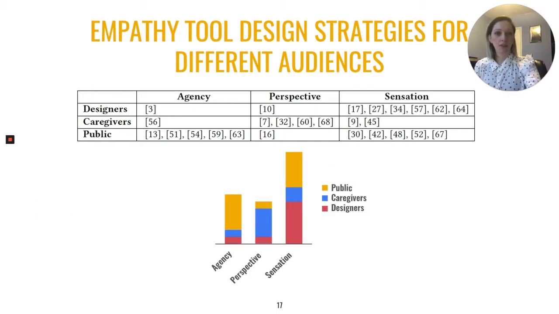While the relationship between these two methods of categorizing empathy tools is not one-to-one, we observed 3 trends between them. Empathy tools for designers tended to rely on sensation design strategies. Empathy tools for caregivers tended to rely on perspective design strategies, while empathy tools for the public relied equally on agency and perspective.